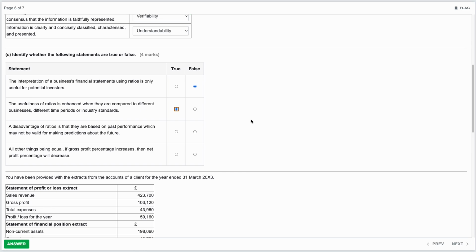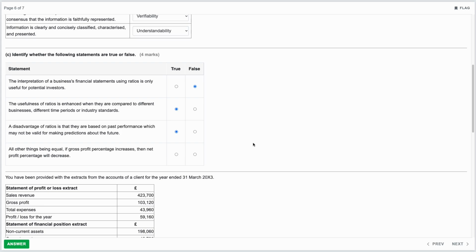The next one, a disadvantage of ratios, is that they are based on past performance, which may not be valid for making predictions about the future. So that is true. I think people are aware that obviously it is based upon past performance. That is a limitation because things could change, obviously, in the future. However, it's generally all we have to go off. So they are the best option available, but it doesn't mean that it's not a disadvantage, because it is. We know that things can change in the future. New technologies, fashion, etc., things change.